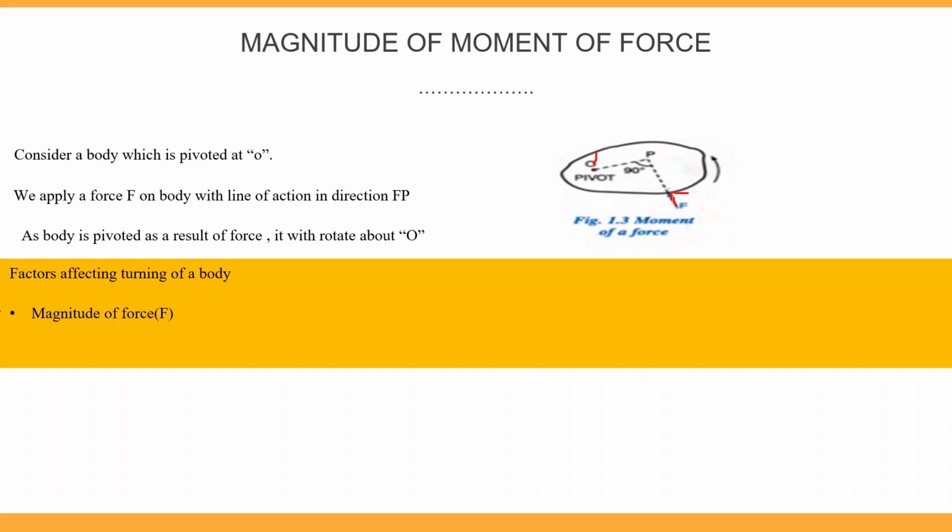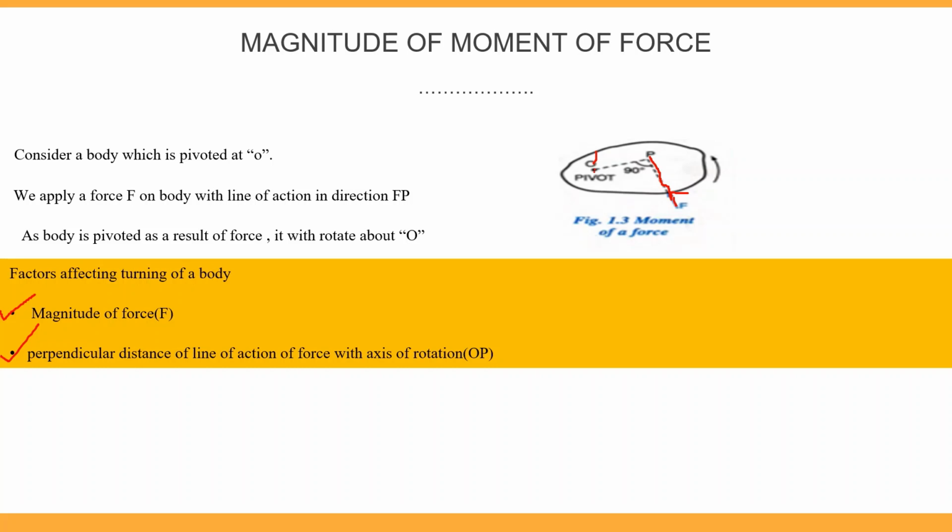First one, magnitude of force. That is how much force we apply. That is 10 Newton, 20 Newton, like that, magnitude of force. Second one, perpendicular distance of line of action of force with axis of rotation. That is, O is the axis of rotation. By extending the force F, we get the line of action of force. That is this FP. So the perpendicular distance between axis of rotation and the line of action of force is OP.